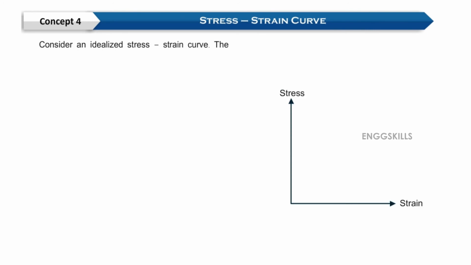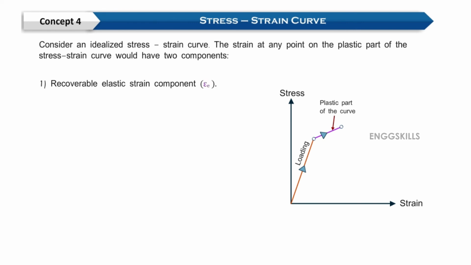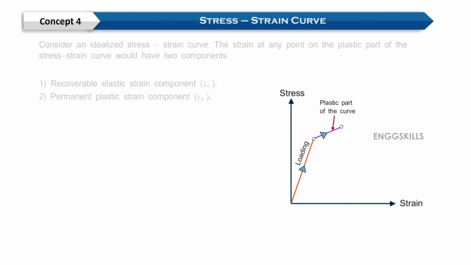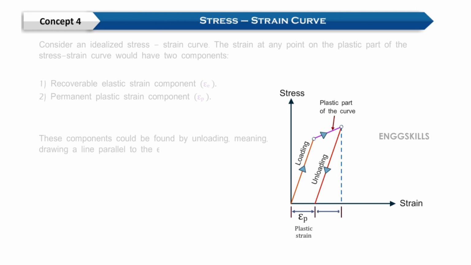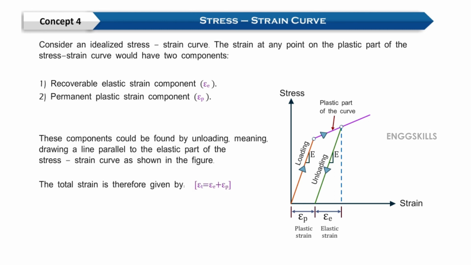Consider an idealized stress-strain curve. The strain at any point on the plastic part of the stress-strain curve would have two components. One, a recoverable elastic strain component. Two, a permanent plastic strain component. These components could be found by unloading, meaning drawing a line parallel to the elastic part of the stress-strain curve as shown in the figure. The total strain is therefore given by the sum of the two.